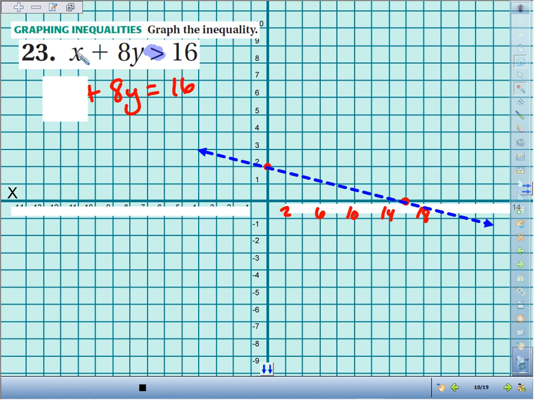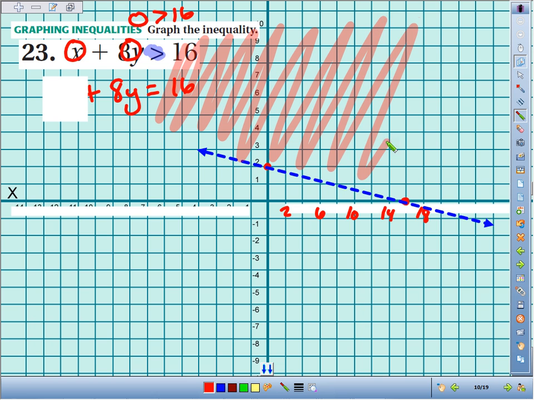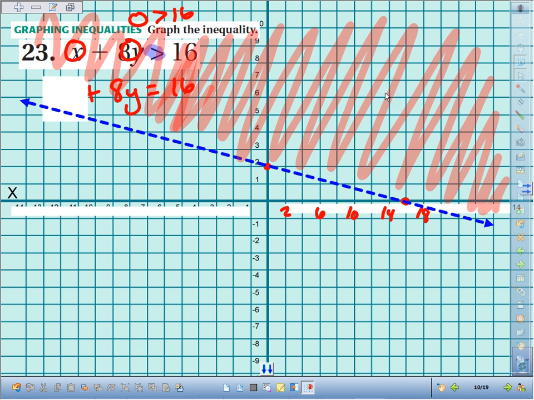So let's try 0, 0. Is 0 plus 8 times 0, is 0 plus 0, which is 0, bigger than 16? No. Since 0, 0 doesn't work, we're going to go ahead and shade the other side of the inequality boundary line. I suppose I should technically extend that way out there. Any point in the red region will make that original inequality true.